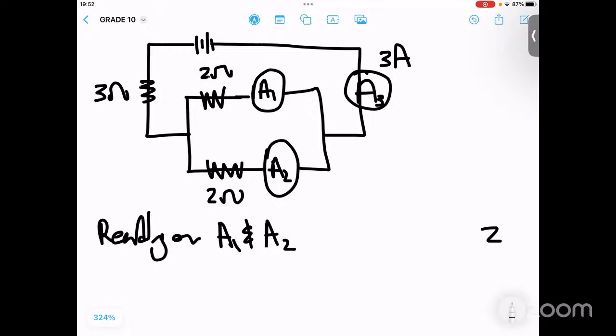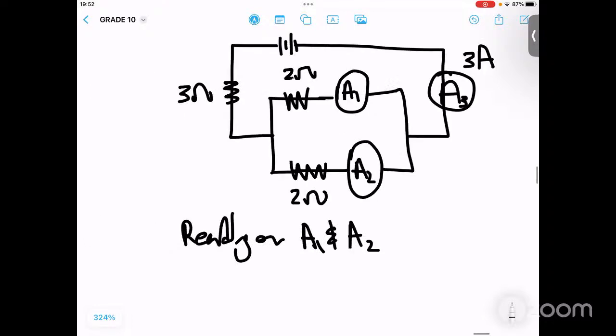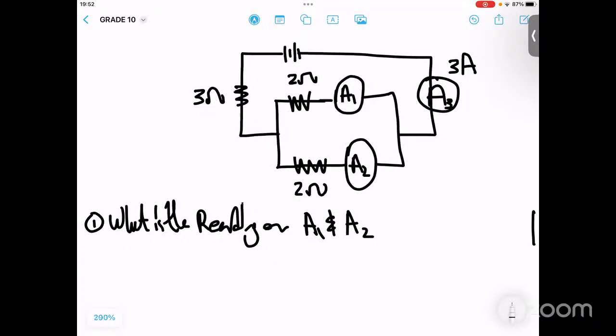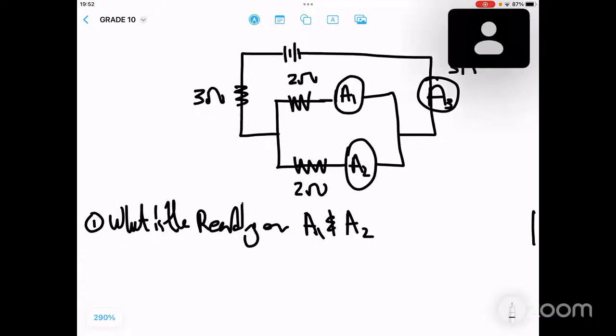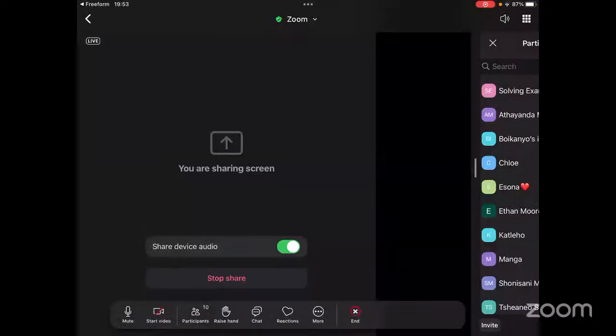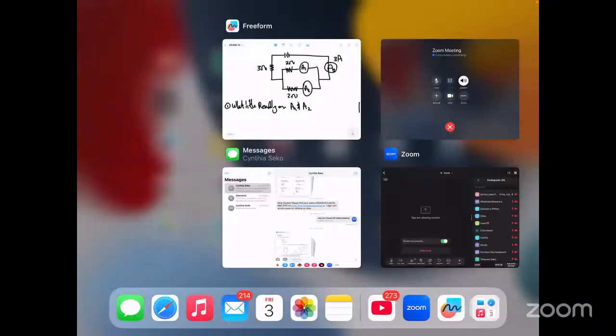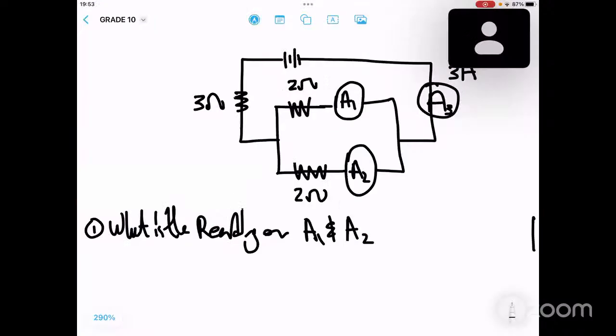The question says, what is the reading on that? They are not saying determine, they're not saying calculate. They are saying, what is the reading on A1 and A2? Anyone who's got an idea of how you will need to figure out the reading on A1 and A2? Anyone who can suggest how we can try to work it out?